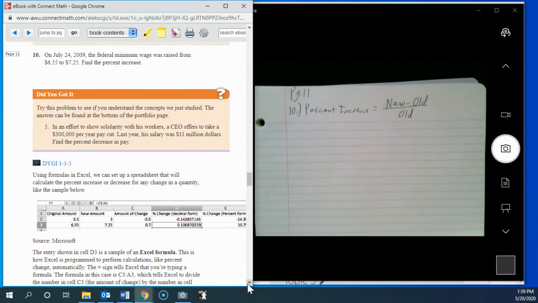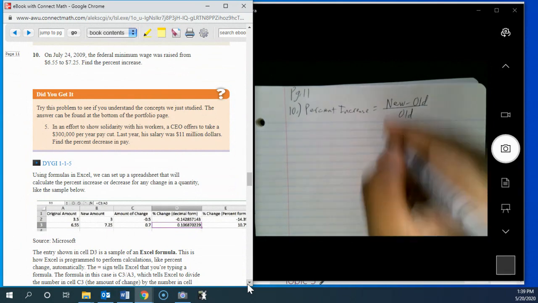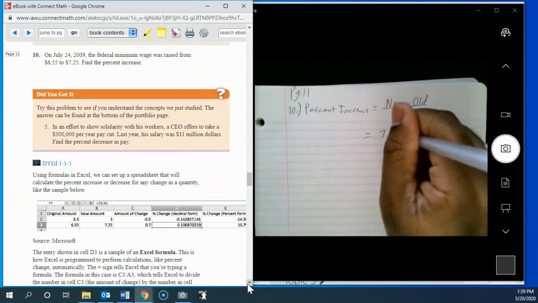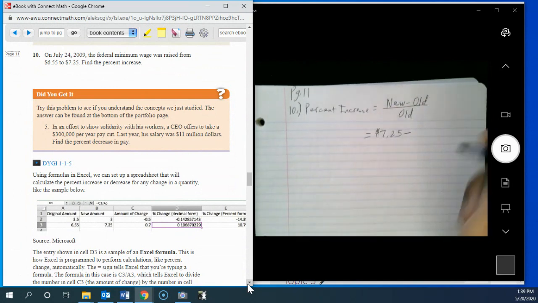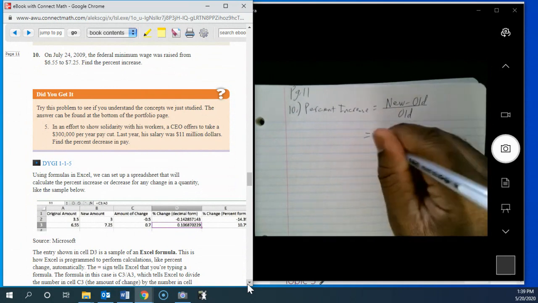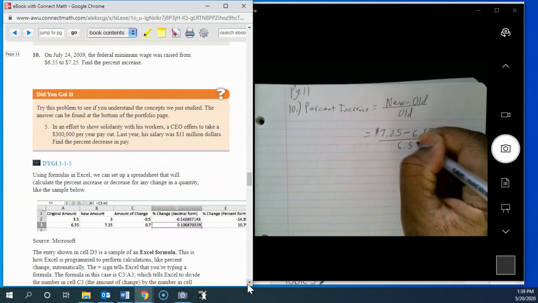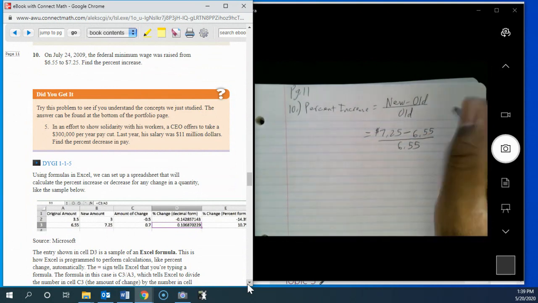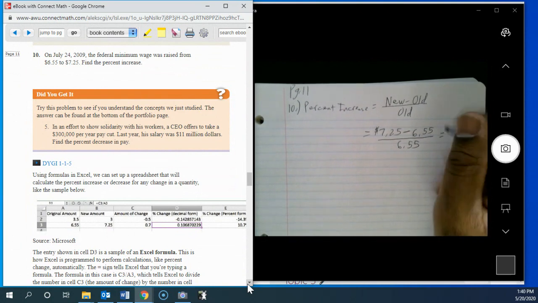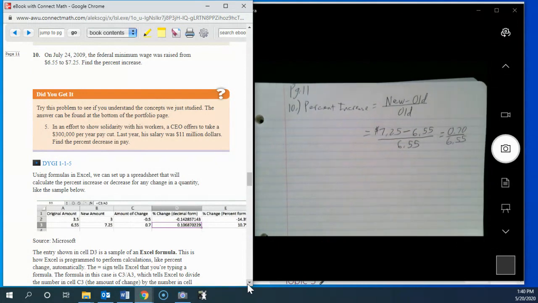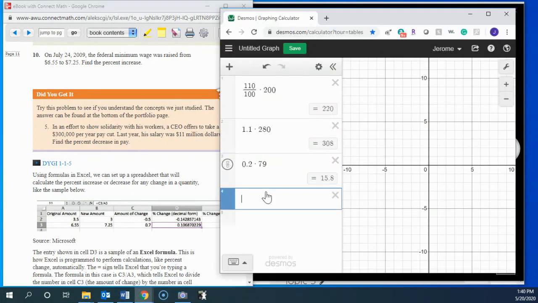So our new value here is the $7.25. The old value is the $6.55. And then it's divided by the old value, which is $6.55. So now we will end up with 0.70 over 6.55. Now, when you put this in your calculator, as a matter of fact, let me put this in a calculator. We will have 0.70 divided by 6.55.